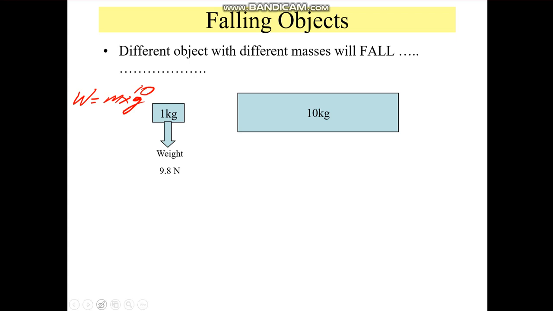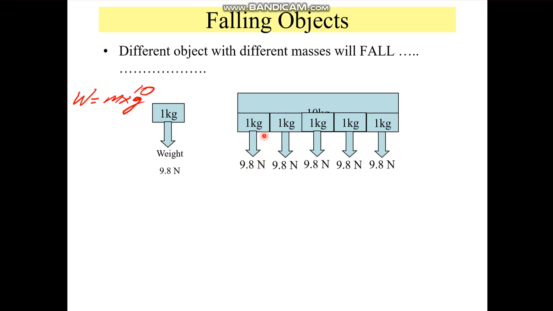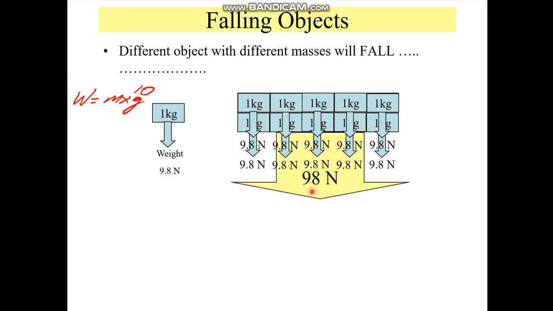Well, what about the 10 kilogram object? The 10 kilogram object is obviously made up of a whole lot of 1 kilogram units, and each of these 1 kilogram units would have a weight of 9.8 newtons. But there's a whole bunch of them. There's 5 of them. Each of those have got a weight of 9.8 newtons because they're the same mass as this one. And there'd obviously be another 5 in a 10 kilogram object. So your total weight is going to be 10 times 9.8, which is 98 newtons.